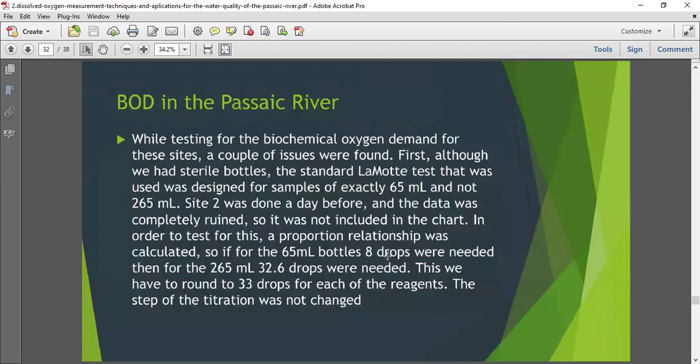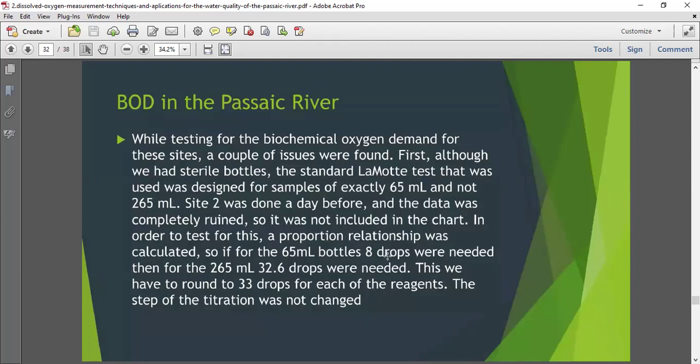While testing for biochemical oxygen demand for these sites, a couple of issues were found. First, although we had sterile bottles, the standard lab test was designed for samples of exactly 65 milliliters and not 265 milliliters.